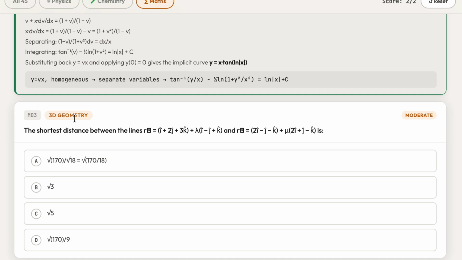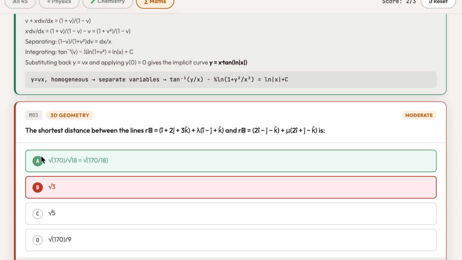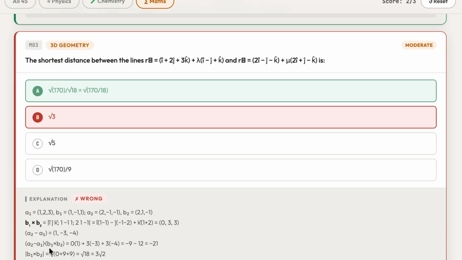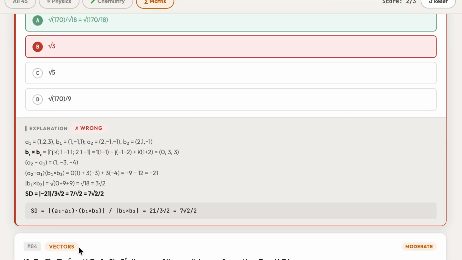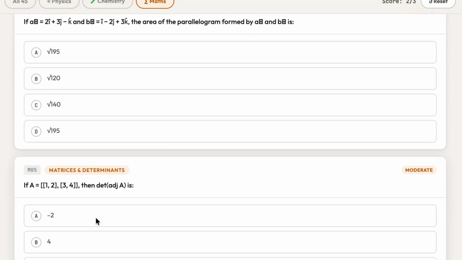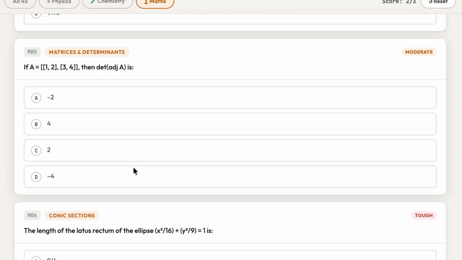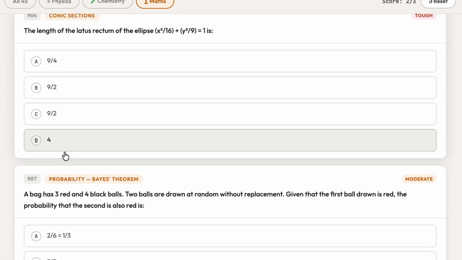But if you are appearing for session 2, don't miss this. There is a question from 3D geometry. If you mark any wrong answer, then you will get the correct answer, and why the answer was wrong, you will get the explanation for that as well. We have provided questions on vectors, matrices and determinants, conic sections. All this is based on previous years' expected number of questions from different topics, along with the type of question which is expected to appear. We can say these are predicted questions for the session 2 exam.